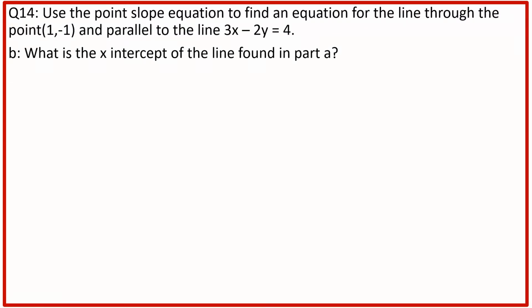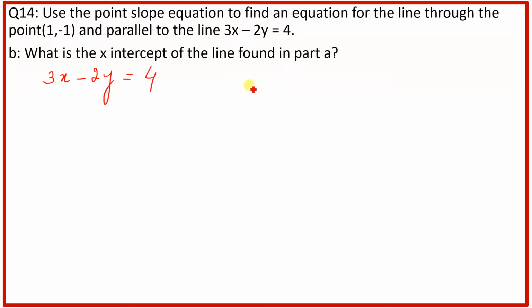Right, now move to question number 14. In question number 14 it says use the point slope equation to find an equation for the line through the point and parallel to the line, and then we have to also solve part B: what is the x-intercept of the line found in part A? So first of all we will solve the first part. The given line is 3x minus 2y equal to 4, right?